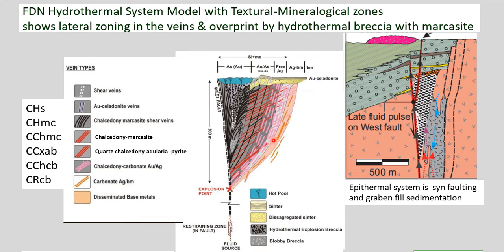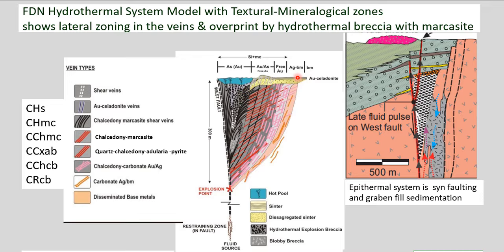And that means, as you can see above the diagram there, you go from arsenic with gold in the breccia to gold with a bit of arsenic where you have the marcasite type veins, to free gold in the quartz and carbonate veins, to more and more silver with the base metals.